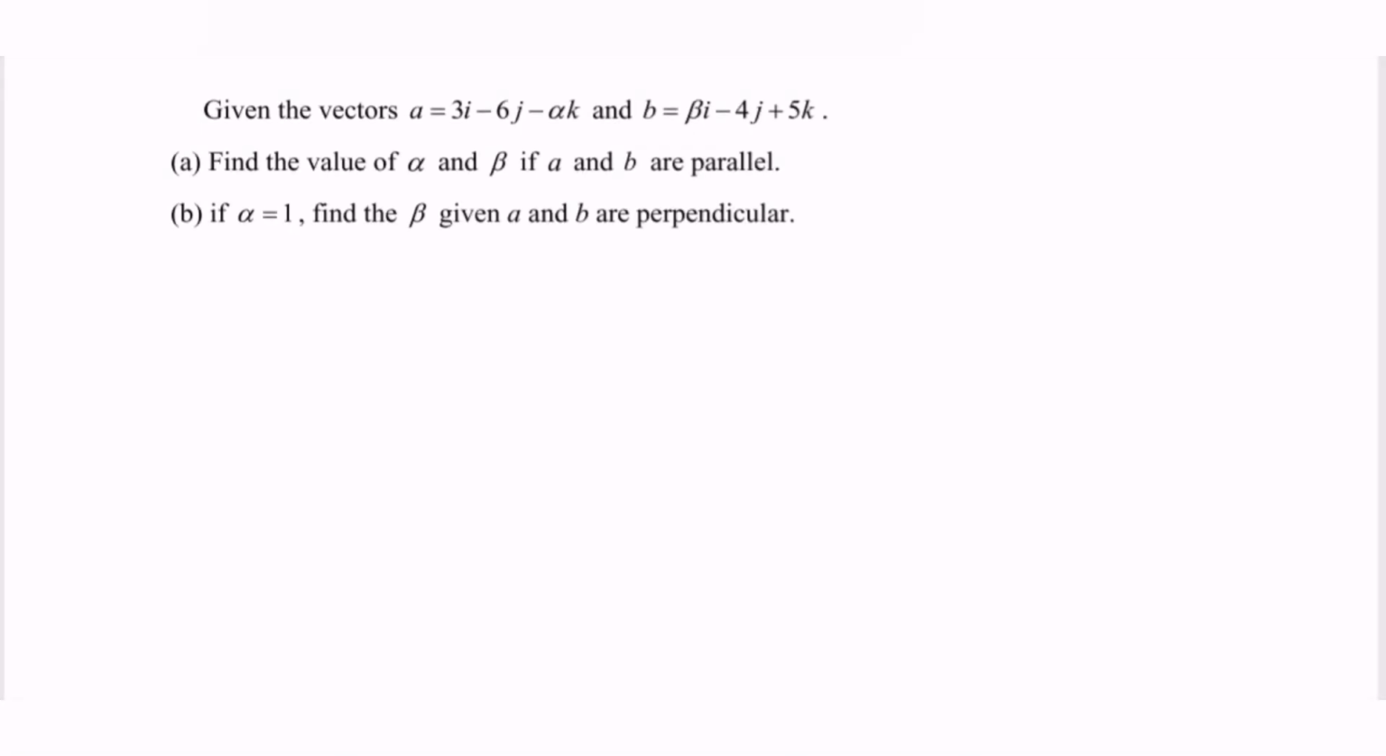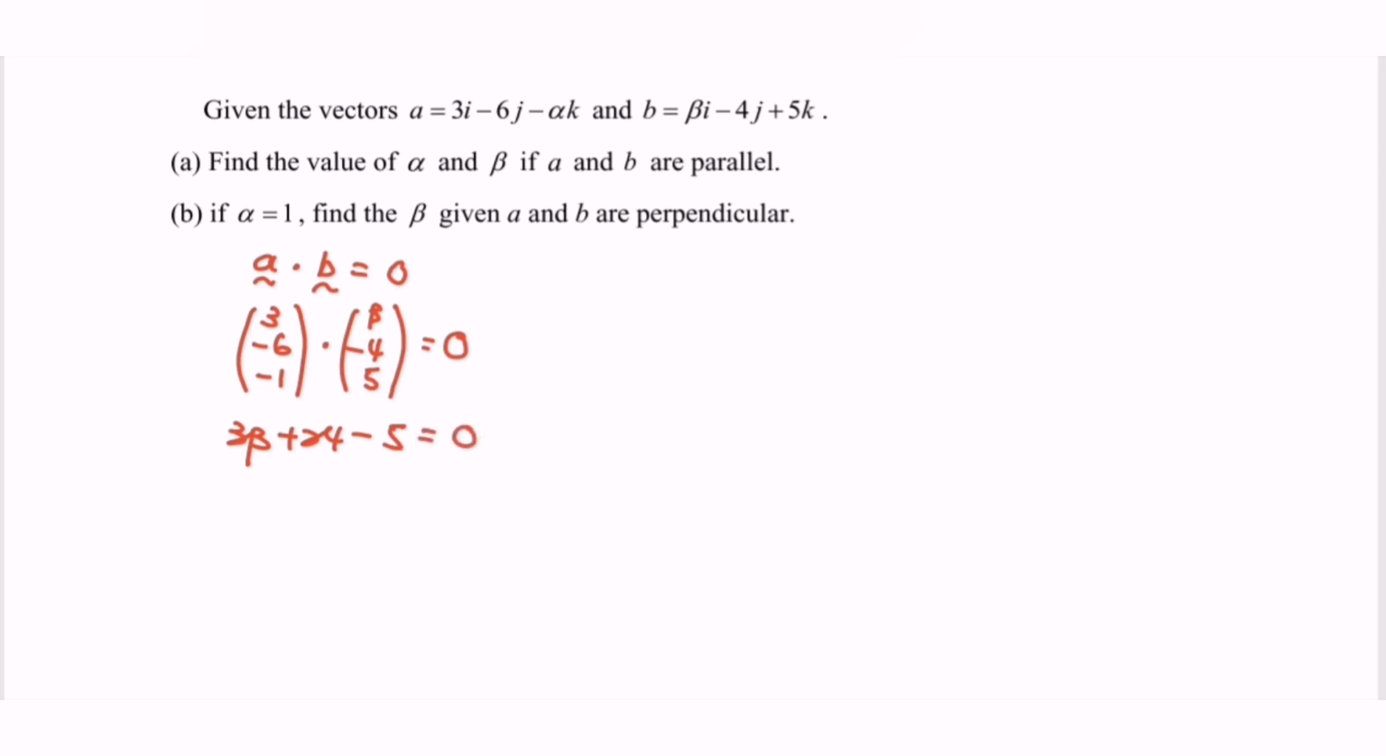Kindly refer to B. If alpha is equal to 1, find the value of beta given that A and B are perpendicular. So here we have A dot B equal to 0. So kindly substitute, where we have (3, -6, -1) dot with (beta, -4, 5) equals 0. So where we have 3 beta plus 24 minus 5 equals 0. So 3 beta is equal to negative 21. So beta will be equal to negative 7.